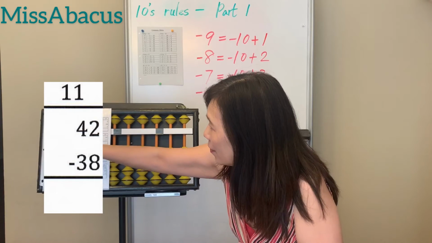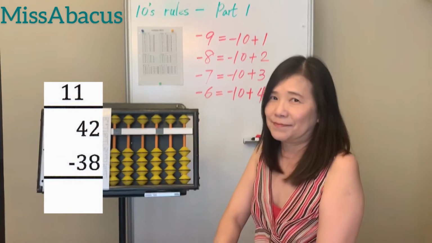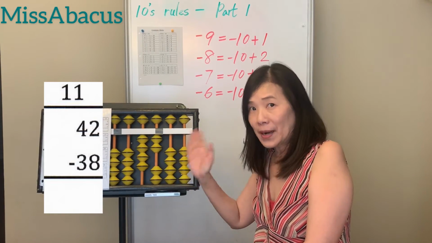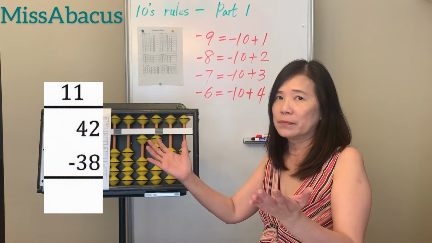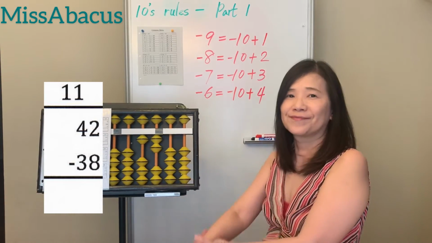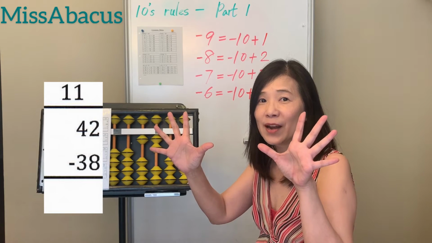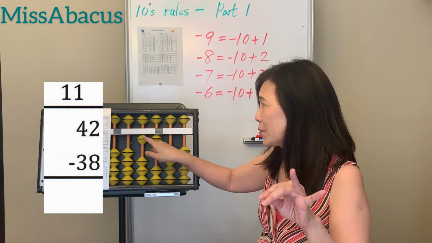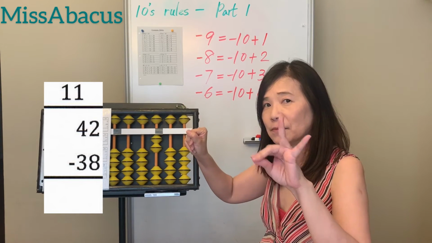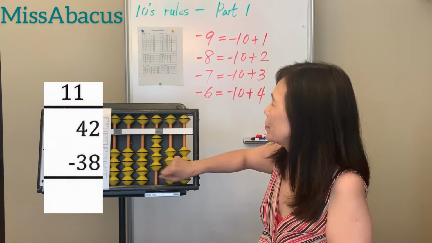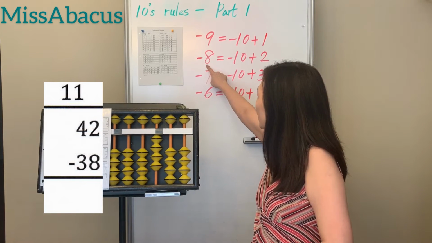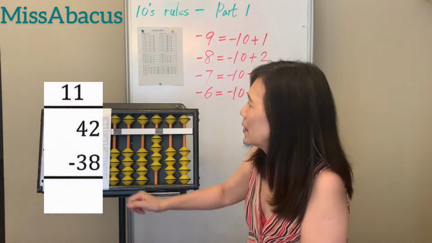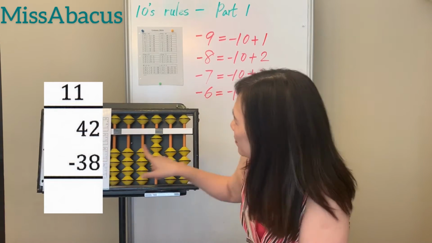Let's try number 11. 42 minus 38. Minus 30, no problem. Minus 8, you only have 2. Right? How to minus 8? 5, 6, 7, 8. You don't have, you minus 10 first. For the 8, plus how much back? 2. So if you don't have enough beads, of course, minus 10 plus 2 for the minus 8. All right, so the answer for number 11, that's 4.